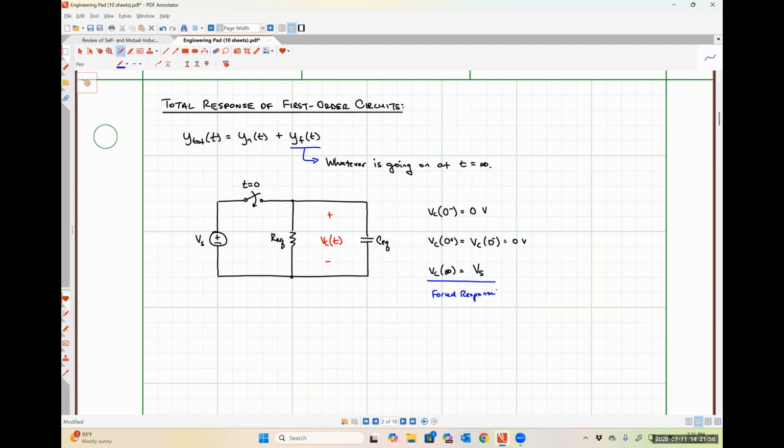So if we have a DC voltage source as our forcing function, we should have a DC voltage as our forced response. What we're going to see in about 2 weeks' time is that if we had a sinusoidally varying input signal as our forcing function, we will get a sinusoidally varying output signal as our forced response. But I'm getting well ahead of what we should be talking about today.